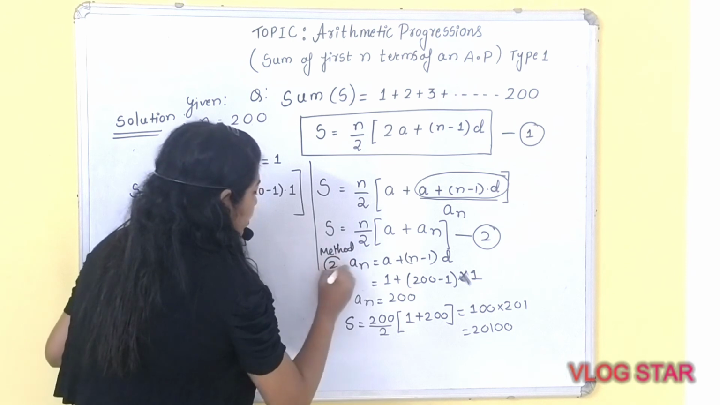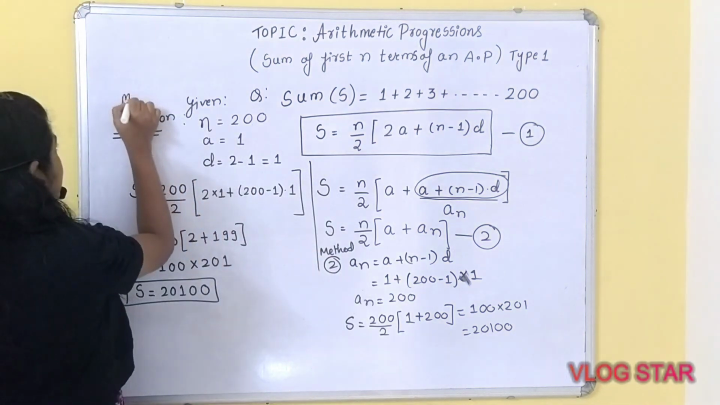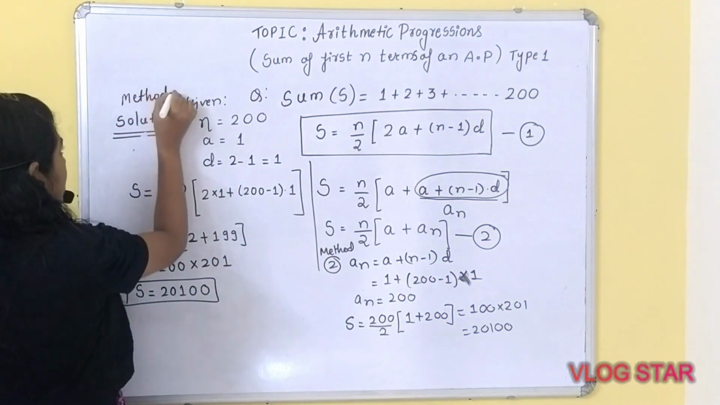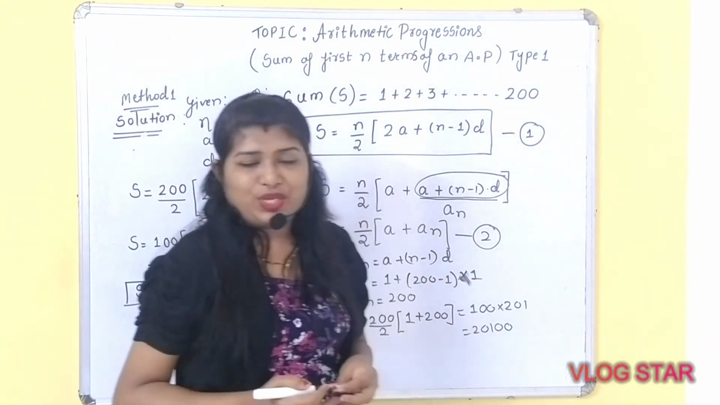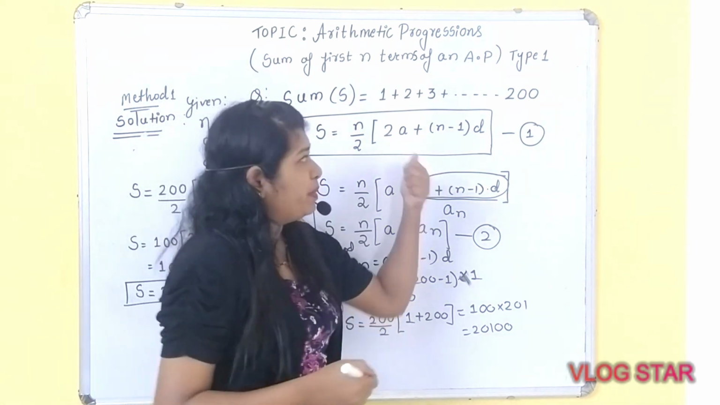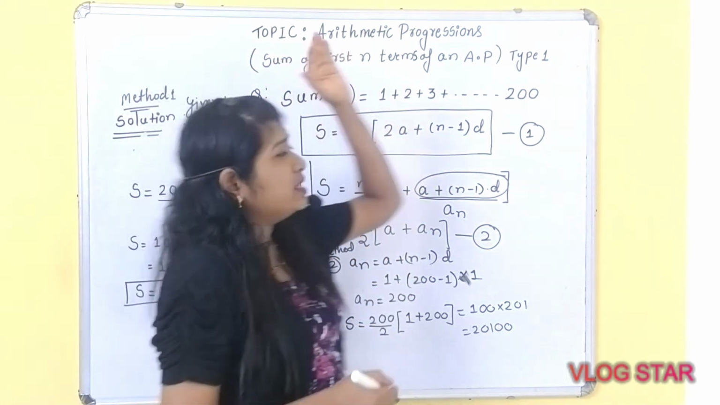I hope you have understood. You can easily solve the given example by applying method 1 or method 2. It is your choice. I hope you have understood type number 1 under the sum of the first n terms of an AP.